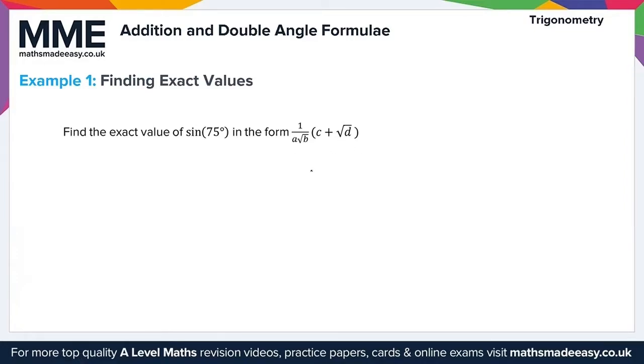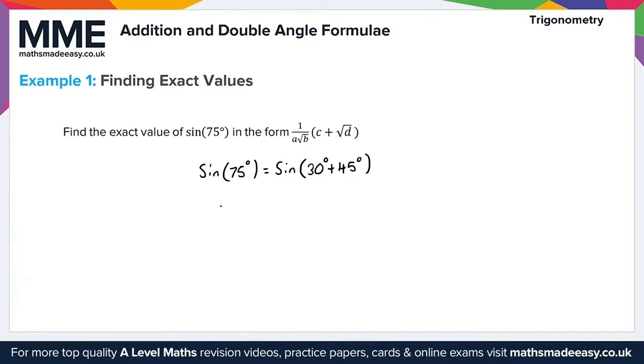Well, sine of 75 degrees, we can easily split that up into two smaller exact values. Take a moment to think about what we'd split this up into, and hopefully you could figure this out. What we're going to split this up into is 30 degrees and 45 degrees. So in this case, we're going to use our addition formula for sine.